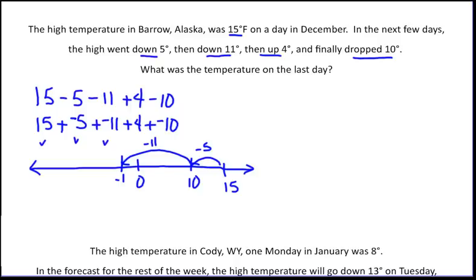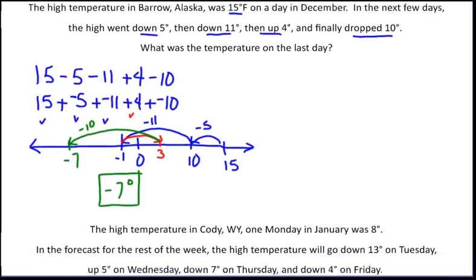From there, I'm going to add 4, which means go to the right. So starting at negative 1, going 4 spaces to the right, puts me at 3. And finally, I want to either subtract 10 or add a negative 10. Starting at a positive 3, going back 10 spaces, puts me at a negative 7, and negative 7 degrees is the result.